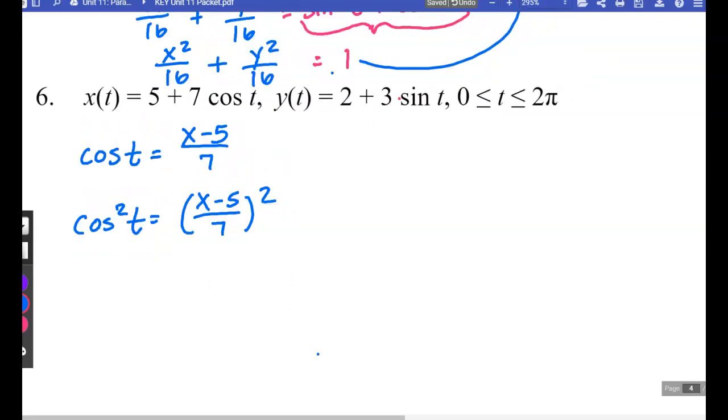Do the same thing for sine. I'm going to subtract 2 over and divide by 3. So sine of t is equal to y minus 2 over 3. Then I'm going to square both sides.